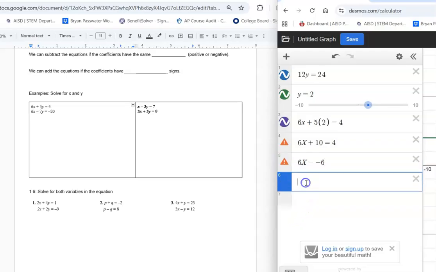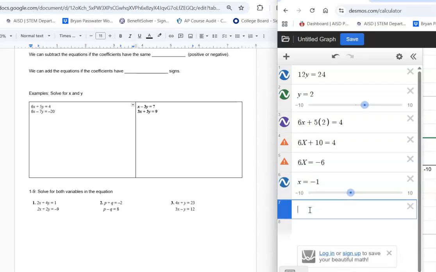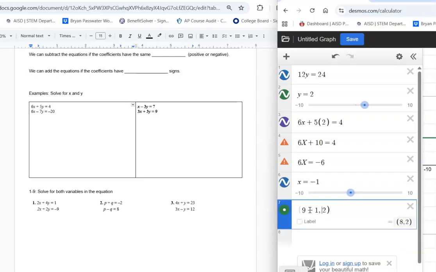I actually capped everything, and then, doesn't matter. And then x is negative 1. So that would mean the coordinate that is the answer for that example would be negative 1, comma 2. Yeah, so that would be the answer for that example.